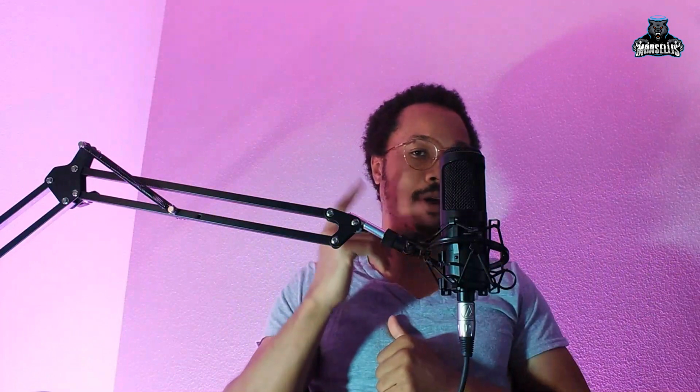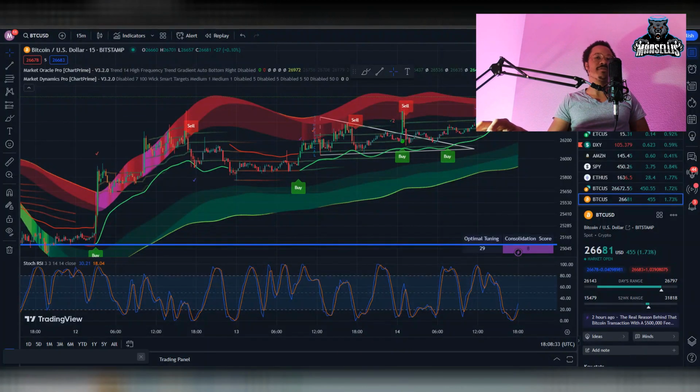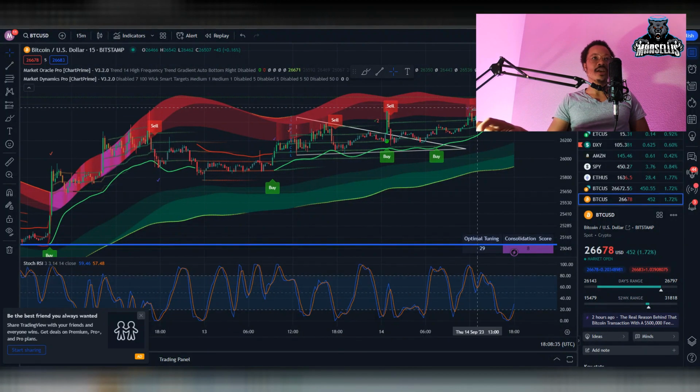What's going on, everyone? So today we're going to be talking about the technical analysis for Bitcoin and Dogecoin. We're going to do a technical analysis for both of those, and we're just going to get right into it. Remember, I'm not a financial advisor, none of this is financial advice. But let's talk about this because Dogecoin and Bitcoin are inside of some very interesting areas right now.